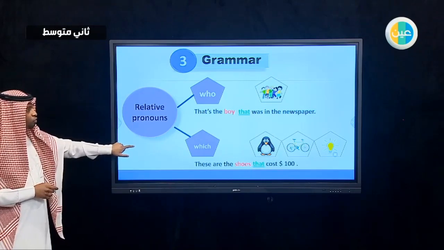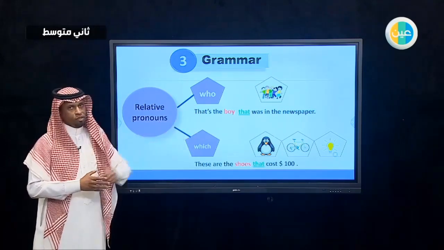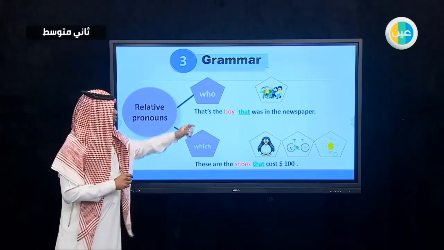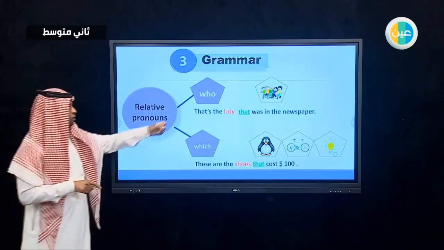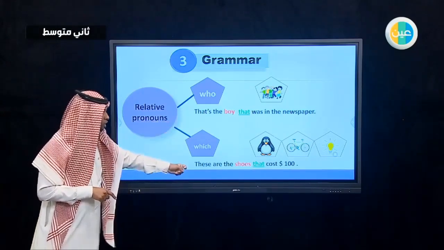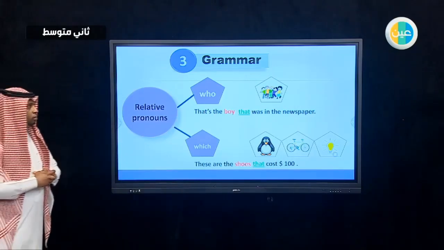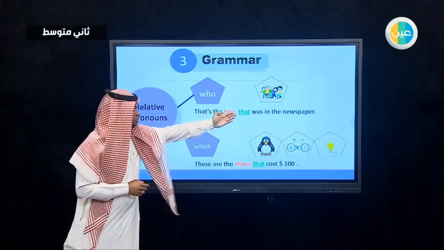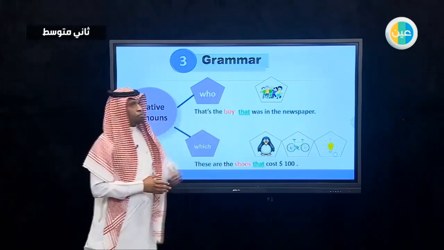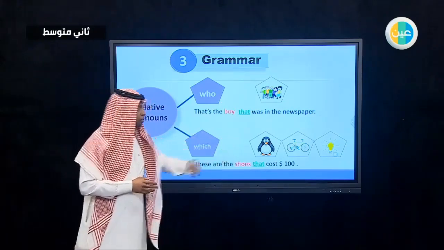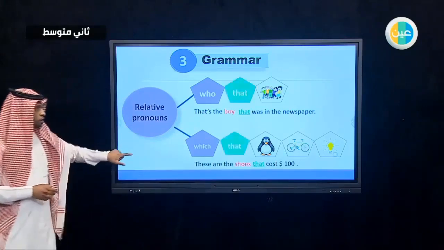Now, let's move to this one. Here we have something different. Can you see the difference? Or is it similar, the same? They have the same thing in this part and this part, something shared in common. What do you think? What is it? Good. That. So we can use that with people, animals, things, and ideas.